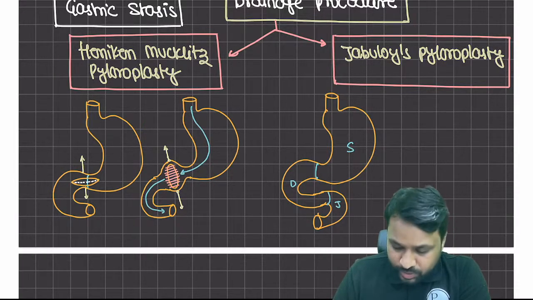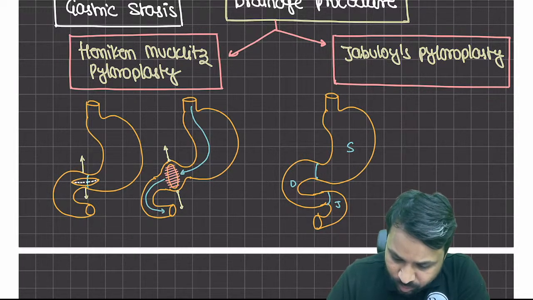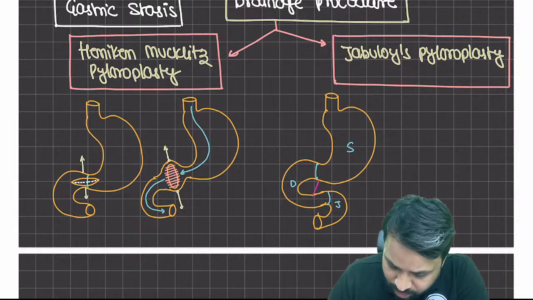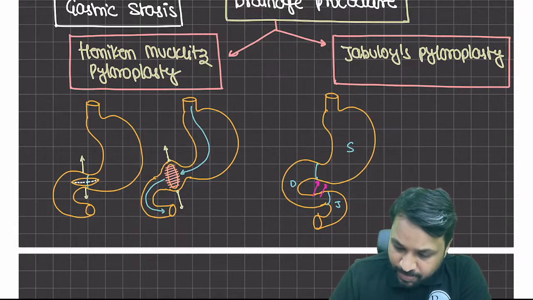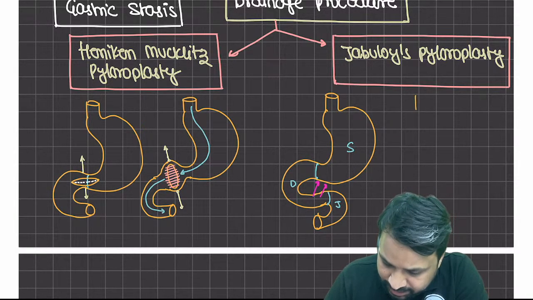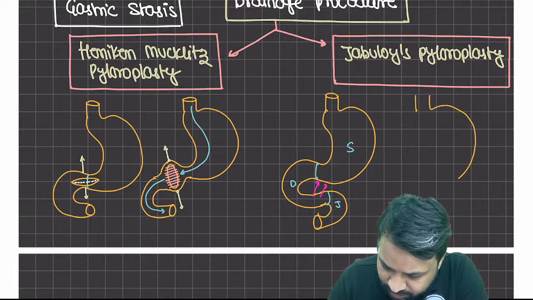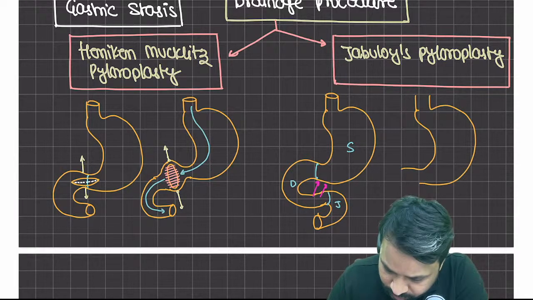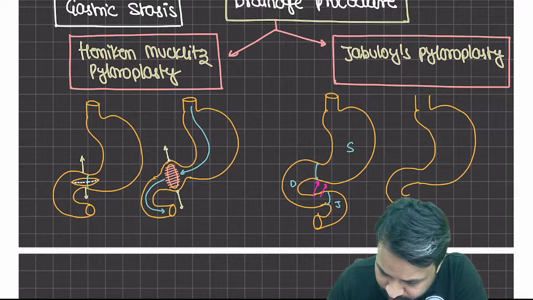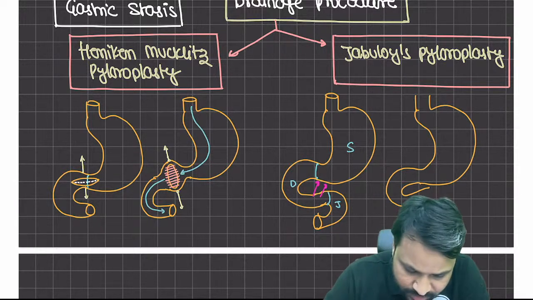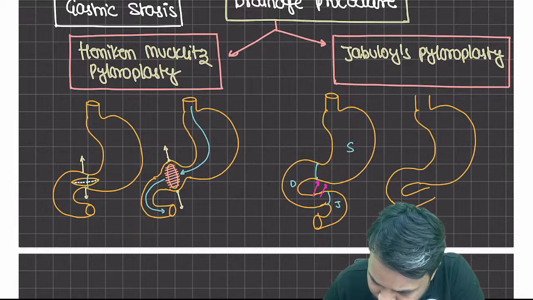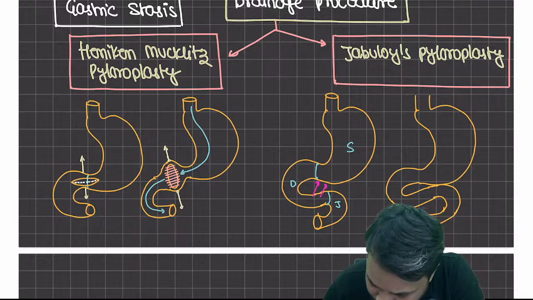So what I'm going to do is, in this I'm going to mobilize the duodenum closer to the stomach. Once I mobilize this, the end result is going to be something like this. You have the stomach, you have the duodenum. Now the duodenum is mobilized closer to that of the stomach, and the rest will continue across here.